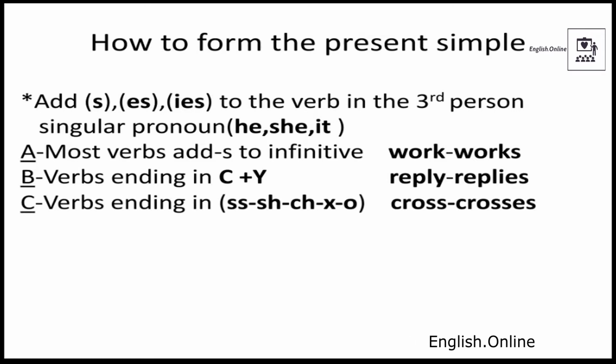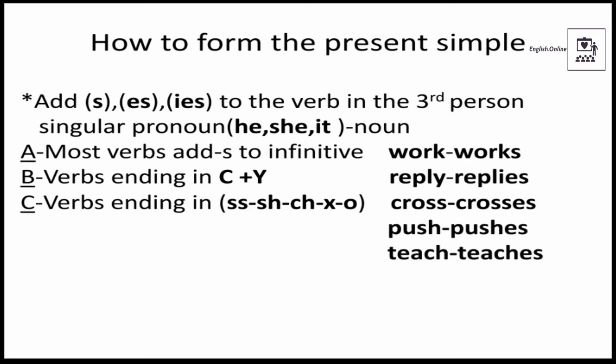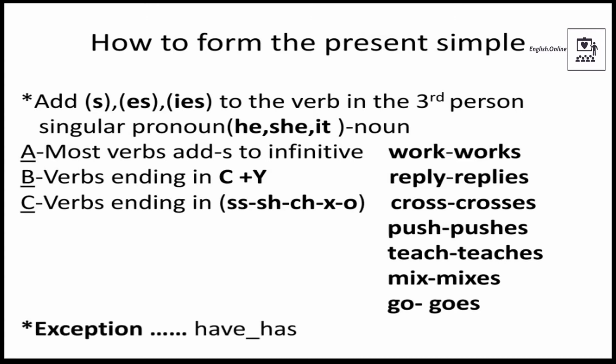Rule number 3. Verbs ending in double s or sh or ch or x or o, we just add es to the verb. For example, cross, crosses, push, pushes, teach, teaches, mix, mixes, go, goes. Exception, have becomes has.